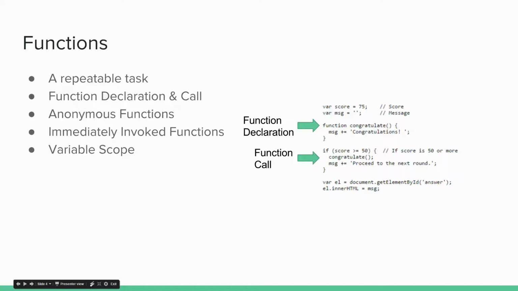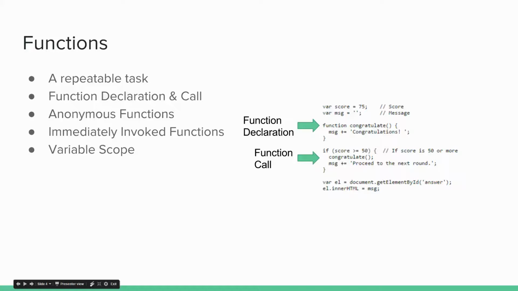Now in this function call, he does congratulate, he calls the congratulation code, and then he appends proceed to next round to the end of that again. And that's only if the score is greater than or equal to 50 in this case. So that's a function at its high level.